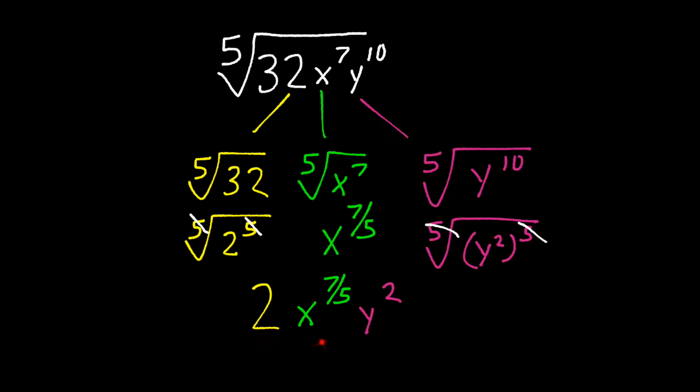Notice how nothing down here looks really crazy. We have this kind of ugly exponent right here, but it still works out. So the 5th root of 32x to the 7th times y to the 10th ends up being 2 times x to the 7/5 times y squared.